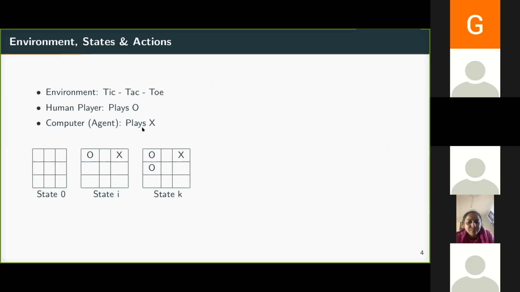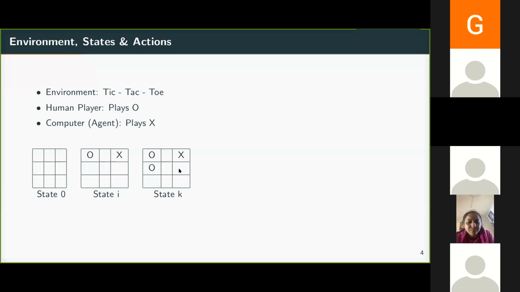Then what are states? States are different configurations of the board. The configuration meaning the board is empty is one state, the starting state. Some player plays a 0 here, that is one state. The other player plays a cross, this becomes a different state. So every position of the board or every configuration of the board is a state. What do we mean by configuration? Configuration is the arrangement of pawns on the board. So this state in the middle, state I, is different from state K because there is an additional 0. If the additional 0 was here, it would have been a different state and not state K.